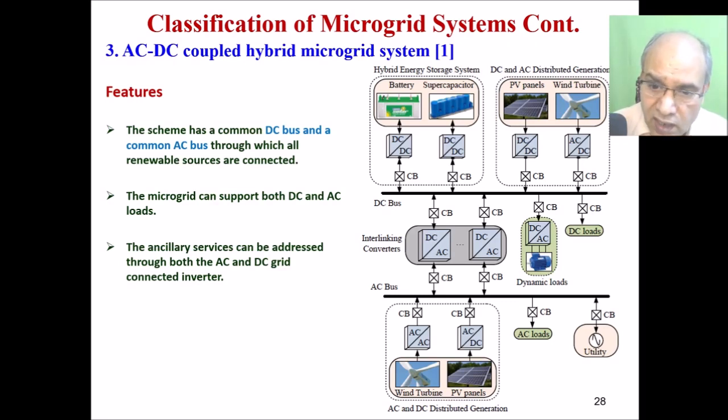AC-DC coupled, I have told in the beginning, is a more generalized microgrid structure where we have both buses equally participating and maintaining the whole operation of the system in a closely coordinated way. So this is a mix of AC and DC, functionality wise as well as operation wise.